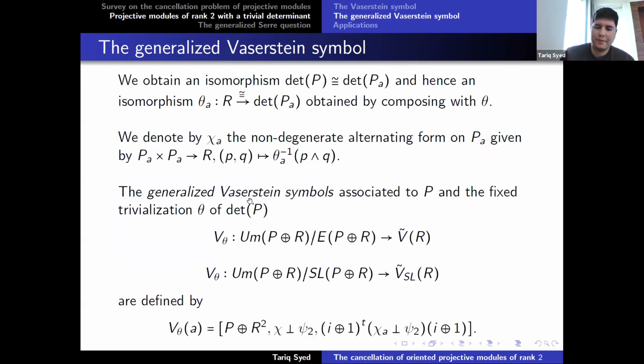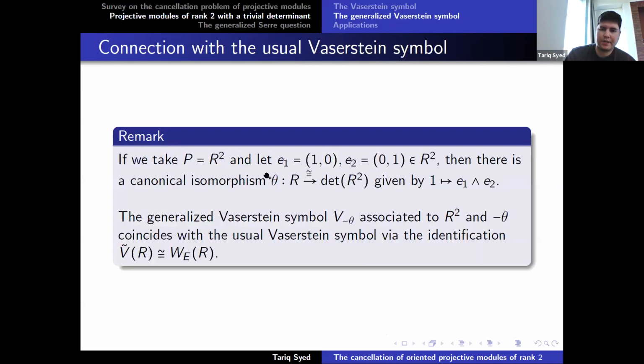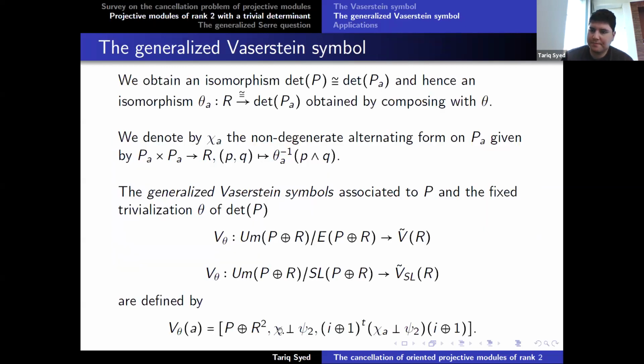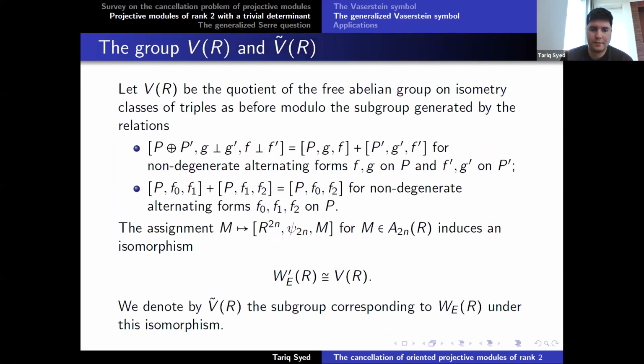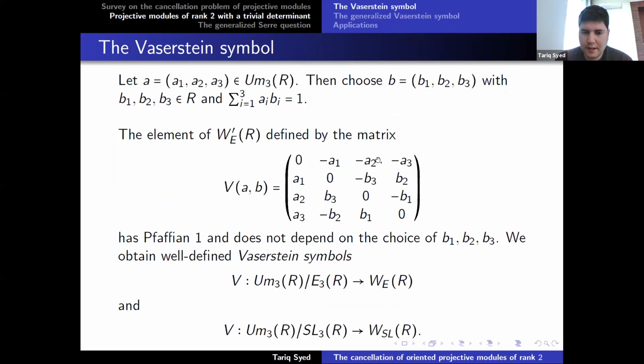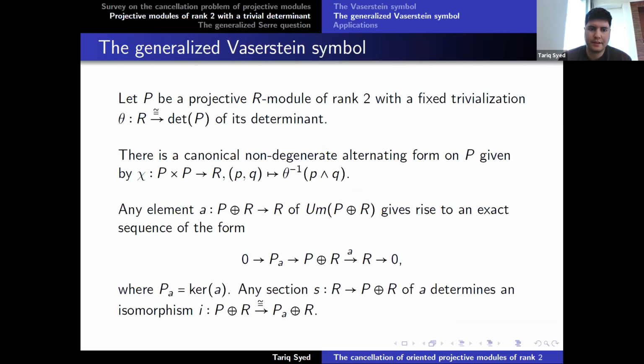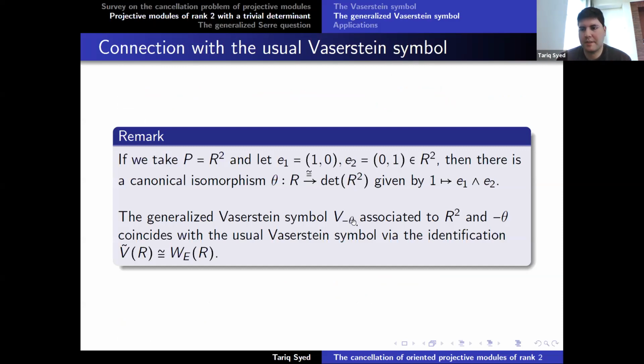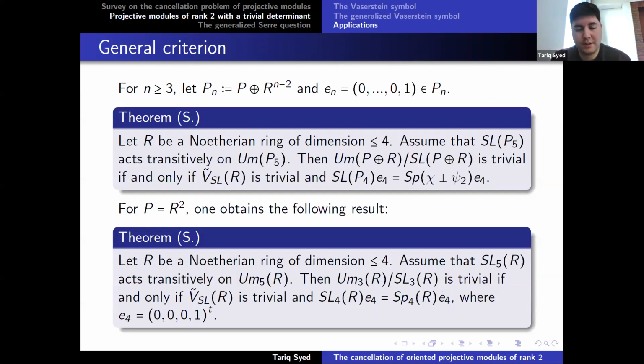Why is this the case? Well, if you have P equal to R^2 and you take the canonical trivialization that I mentioned, this one, theta, then chi is just psi_2. And this form, unfortunately, is not the matrix we considered before. So where is it? It will be minus this matrix, so the transpose of this matrix. And this is the reason why the usual Vaserstein symbol is not the generalized Vaserstein symbol associated to theta, but to minus theta. So up to this choice of the trivialization, the definitions coincide, and up to this isomorphism. Okay, that's one remark, and then the criterion.